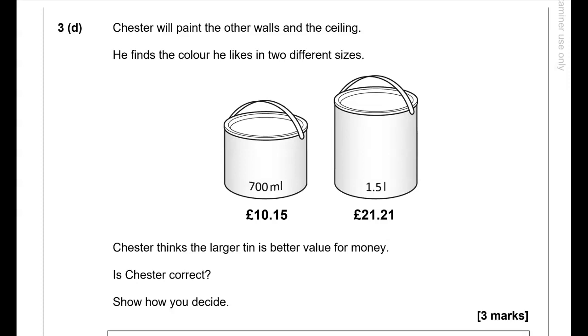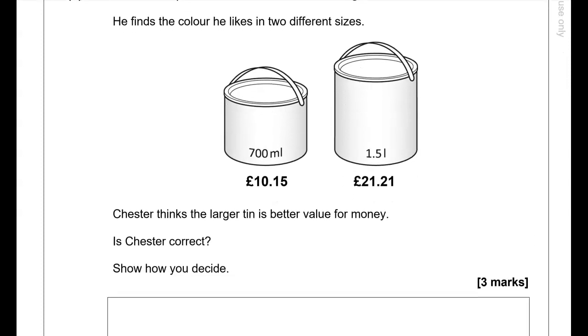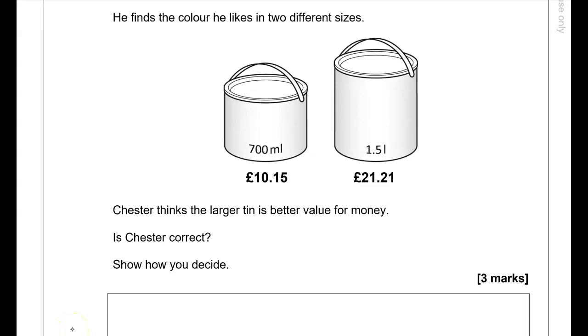Chester will paint the other walls and the ceiling. He finds the color he likes in 2 different sizes, so 700 milliliters and 1.5 liters. Chester thinks the larger tin is better value for money. Is Chester correct? Show how you decide. Again, there are many different ways to work this out. I'm going to stick to one method which I think would probably be one of the easiest.